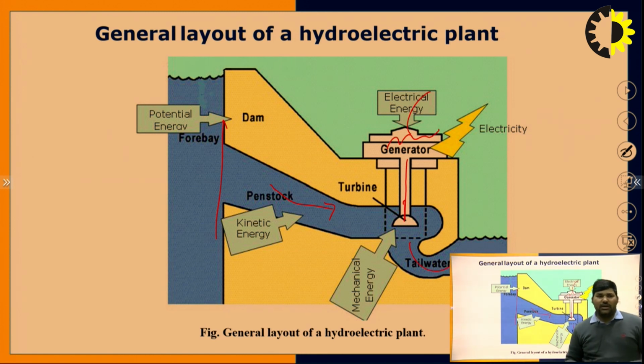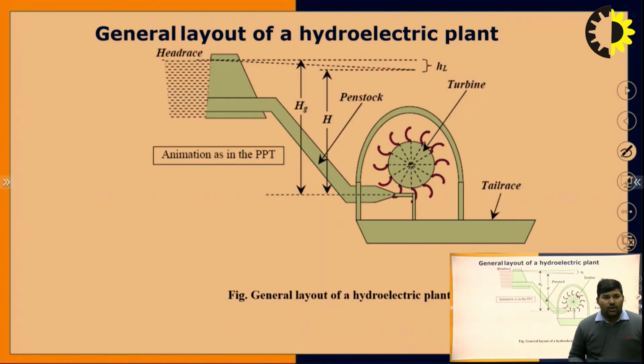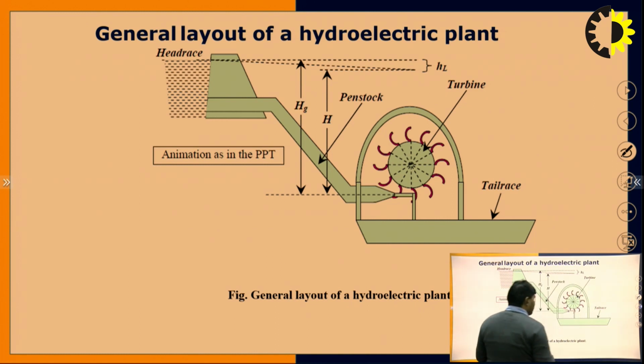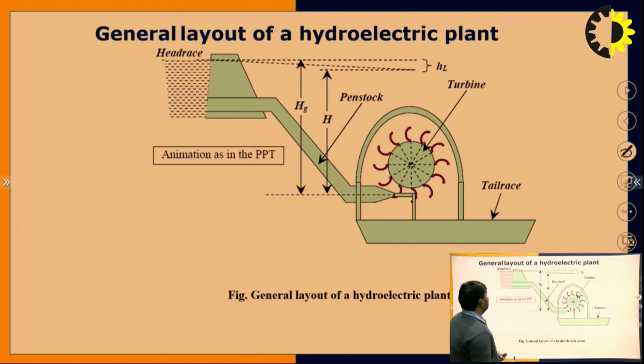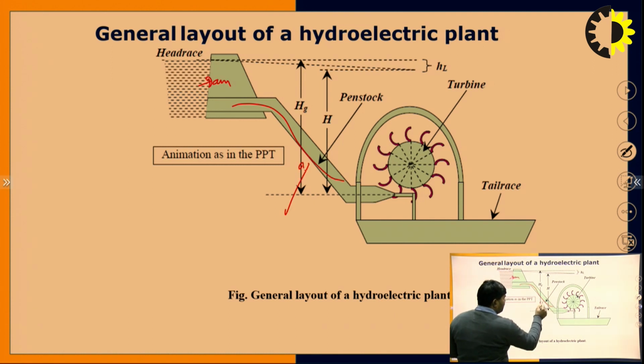So these are the main components of this hydraulic power plant basically. So you can see here the general layout, and find out the head. Here is the dam, and this pipe is the penstock.